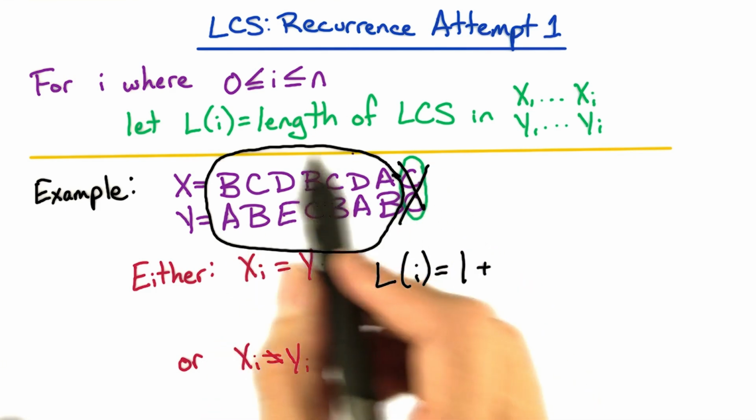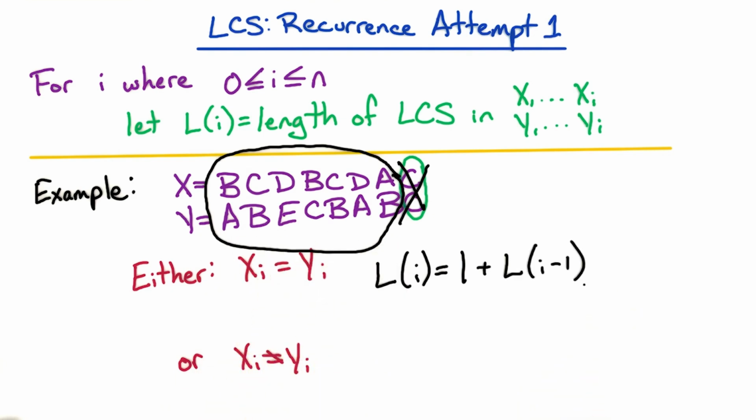What is the length of the longest common subsequence in this input? It's simply L of I minus 1. So we have a recursive relation. We can express L of I in terms of L of I minus 1. This handles the case when xi equals yi.